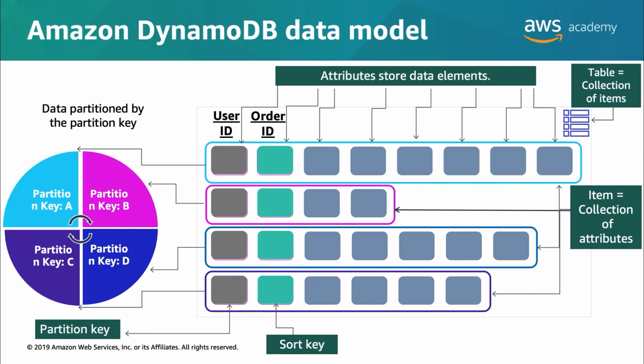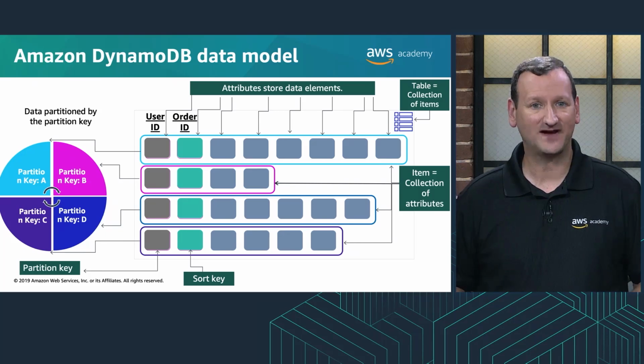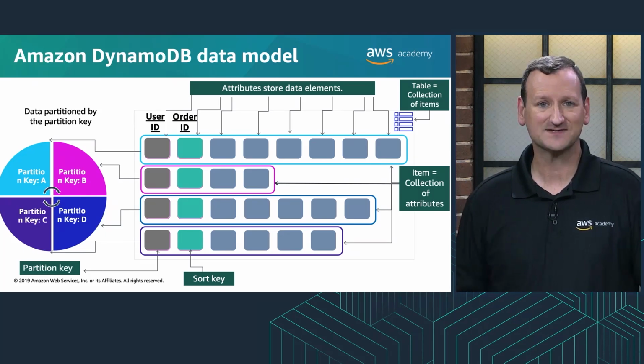Secondly, you can also have a partition and sort primary key. This primary key is made of two attributes. The first attribute is the partition key attribute, and the second attribute is the sort key. DynamoDB builds an unordered index on the partition key and a sorted index on the sort key attribute. Each item in the table is uniquely identified by the combination of the two values.